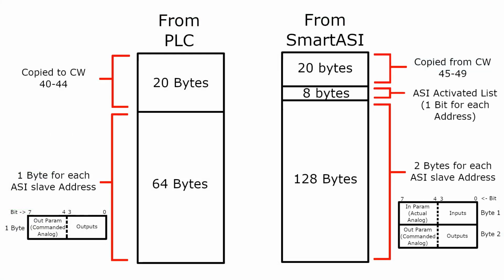Here's the format for the incoming and outgoing messages to and from the SmartOSI. The same format is used for both gateway and ladder modes. The message format from the master to the SmartOSI goes like this. The first 20 bytes are copied to the 5 control words between control word 40 and 44 for use in the ladder program. These bytes are unused in gateway mode.